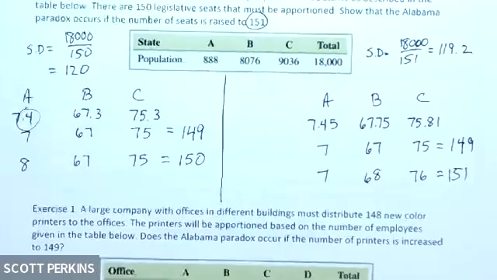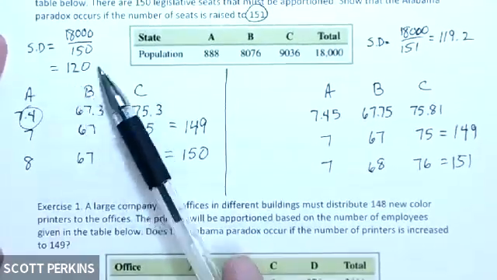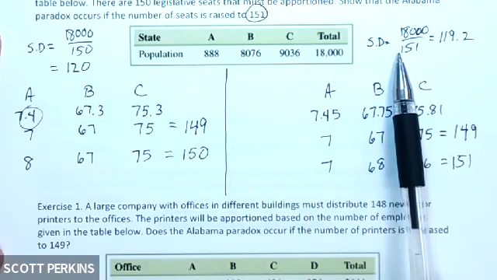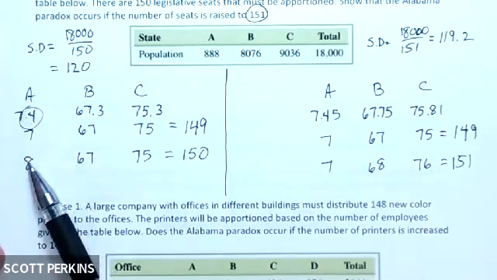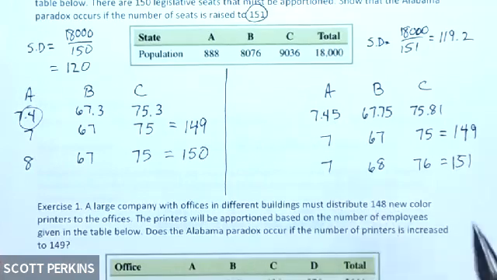And so notice what happened. We increased the representation from 150 to 151. And then the way the numbers worked out is instead of state A getting 8, state A goes down to 7. So it lost a representative even though there were more total representatives.